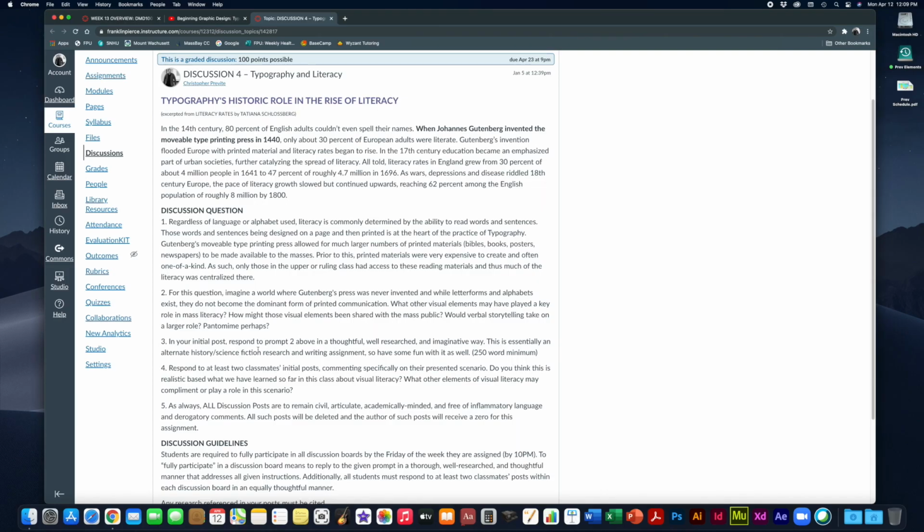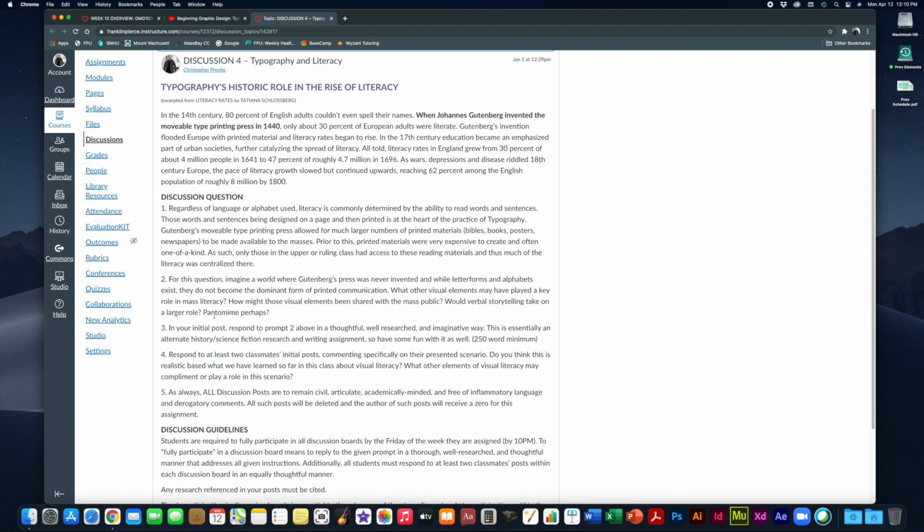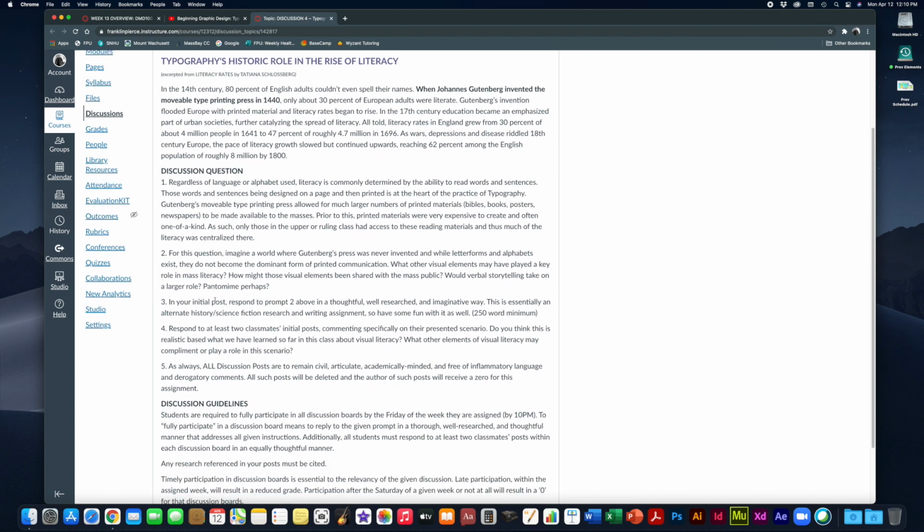So what other visual elements may have played a key role in mass literacy? How might those elements have been shared with the mass public? Would verbal storytelling take on a larger role? Pantomime, perhaps? Okay, I'm being silly with pantomime, but you get the idea. If the type of printing press that Johannes Gutenberg invented was never invented, how might literacy have spread? Would there be other visual elements that play a role in mass literacy? Would mass literacy have moved at an even slower pace? Would verbal storytelling, the oral tradition, for example, have taken a stronger foothold in the development of society?